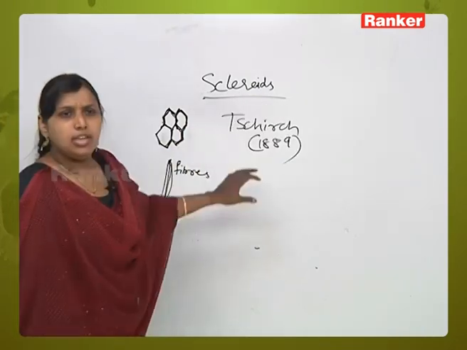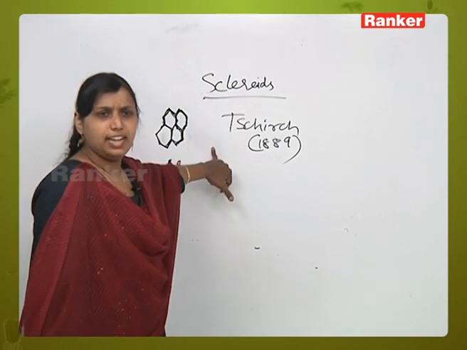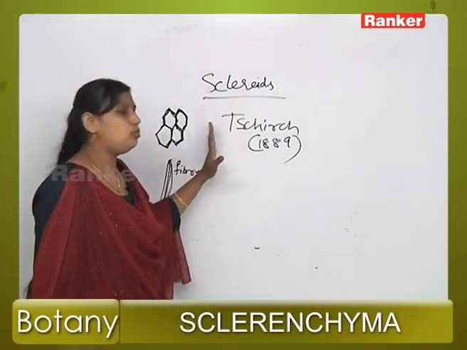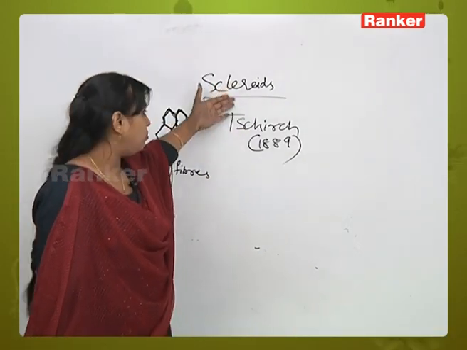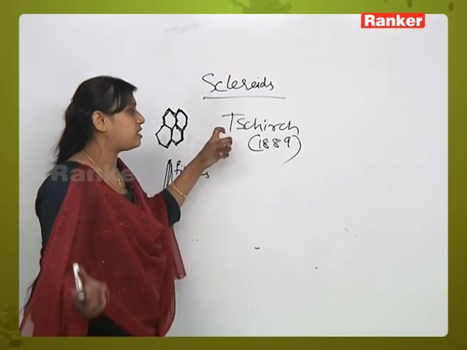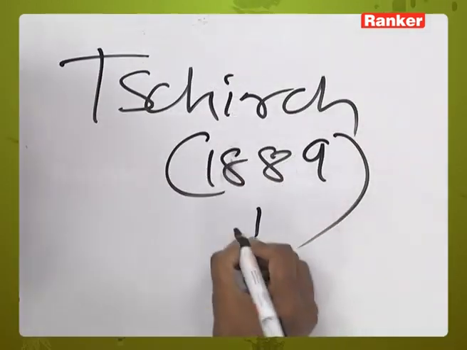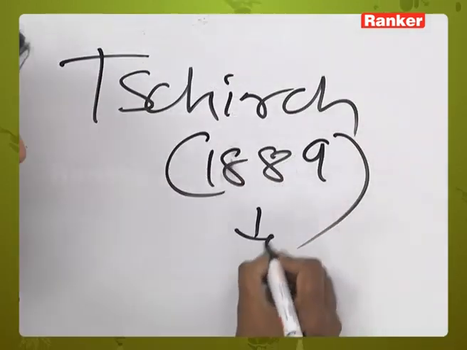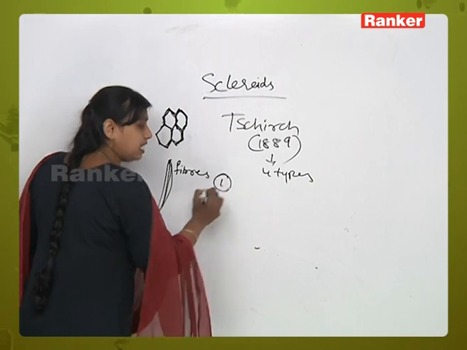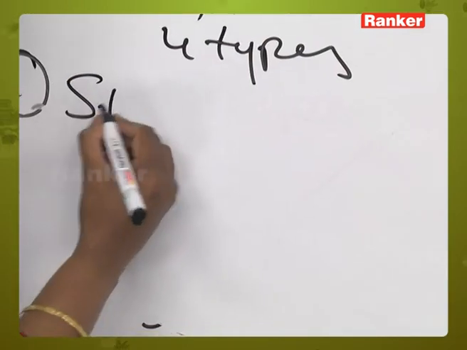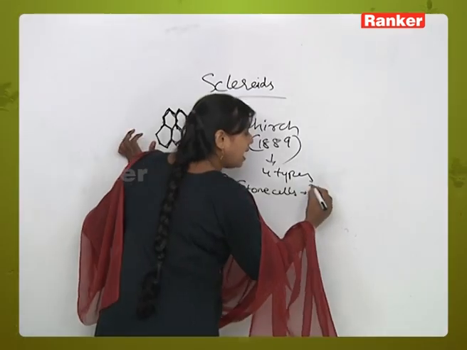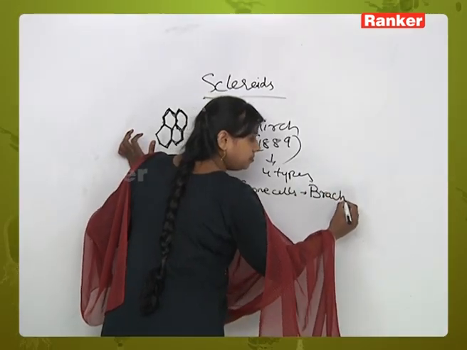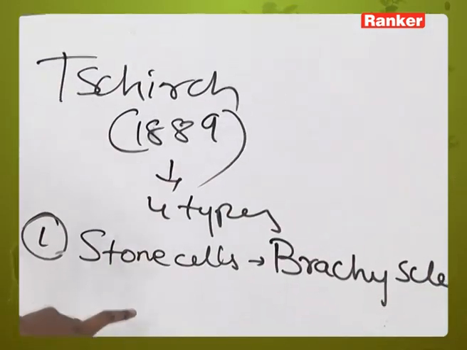This is about sclerites. There was an anatomist called Tschirch in 1889. He classified sclerites into different types. So, you may get questions not only on what a sclerite is, but also on the classification he has given. Sclerites are of 4 types according to him. The first type is brachysclerites, also called stone cells.